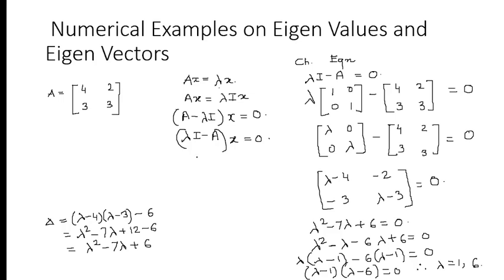So what is the expression? The expression is (lambda I minus A) into x equal to 0. As two values of lambda are there, for each value we are going to get the eigenvector. If the value of lambda is 1, what is the eigenvector we are going to get? And if the value of lambda is 6, what is the eigenvector x we are going to get? So let us start that procedure.